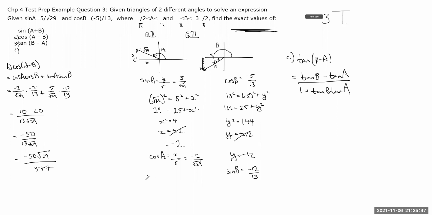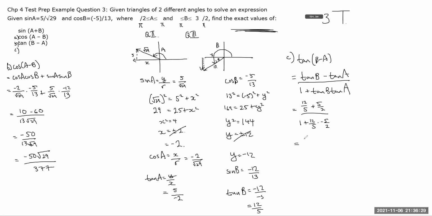So I'm going to have to go back to this triangle. Tangent is equal to y over x, which is going to be my y is a 5, my x is negative 2. Tangent of B, what's my y? Negative 12. What's my x? Negative 5. So it's going to be positive 12 over 5. All right, let's do it. Tan B, 12 over 5, minus tan A, plus 5 over 2, and 1 plus tan B times negative 5 over 2.